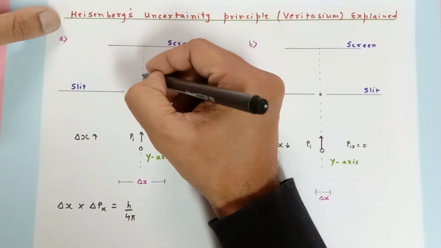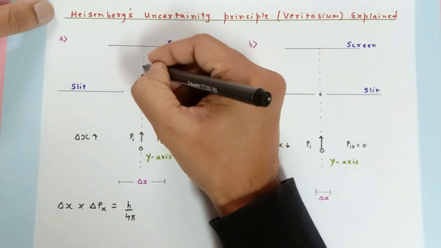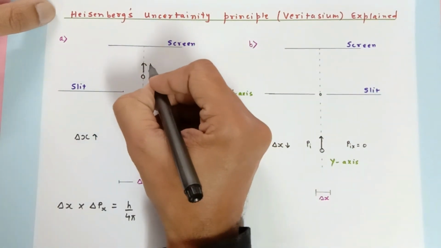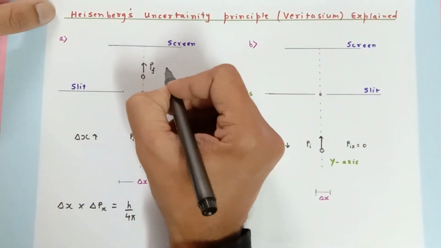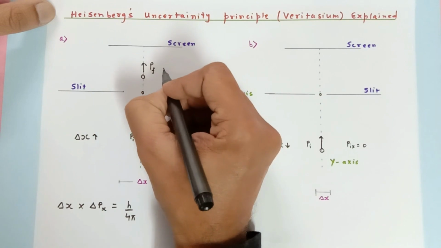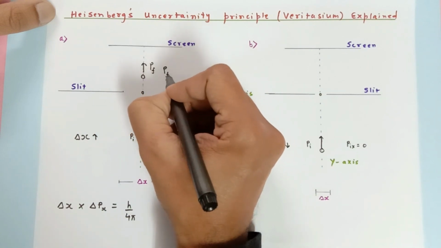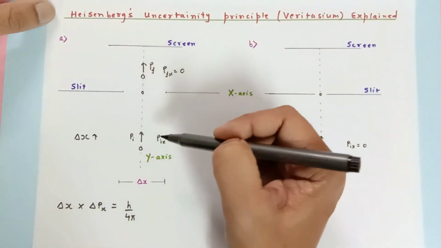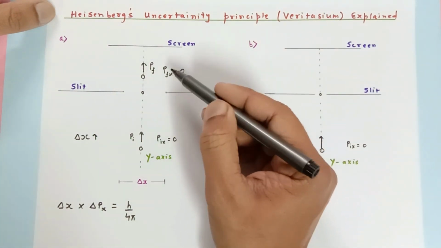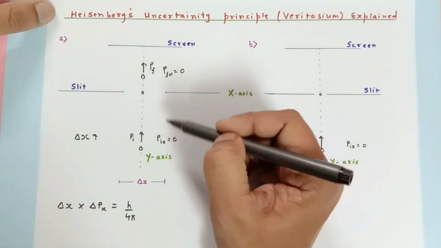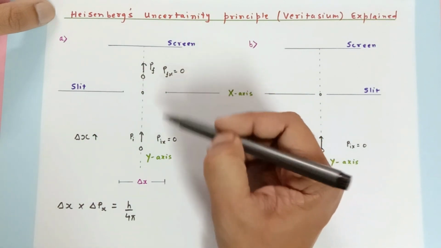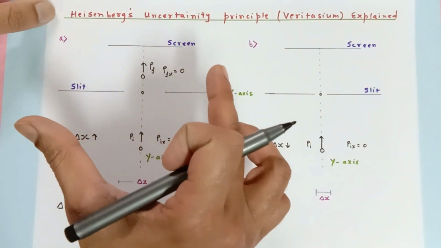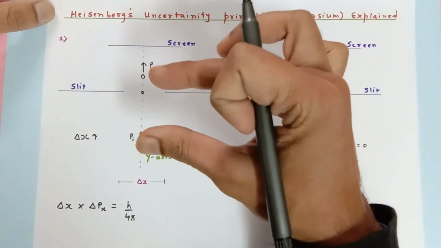Now if the photon after passing through the slit continues to move in a straight line, then the final momentum pf is also along y-axis. So again the final pfx is again 0. So that means before passing through the slit and after passing through the slit, the change in momentum along x direction is 0. It is because delta x is too large, so delta px should be very, very small.